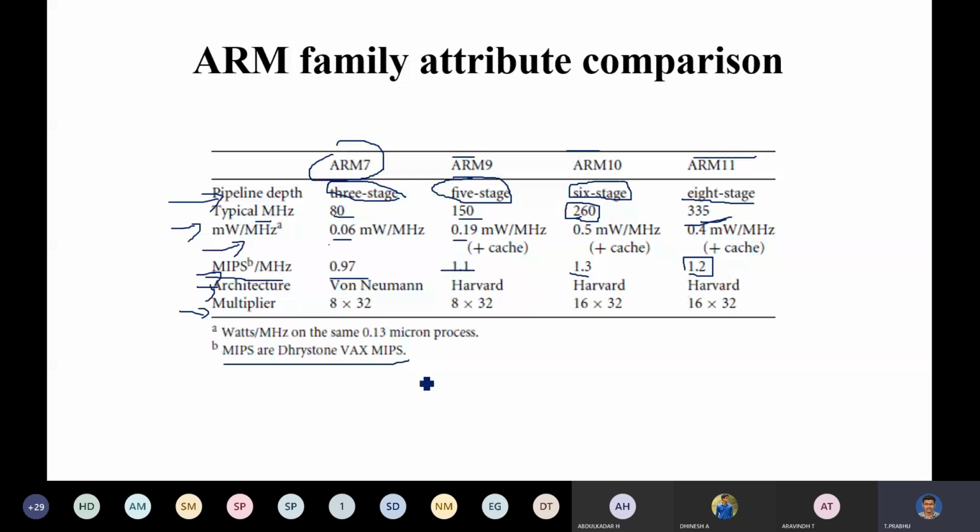Architecture, it is using a hardware architecture, so it uses one program memory and data memory. The multiplier which is used is 8 into 32. Here I'm using a 16 into 32 bit multiplier. Okay, so this is the ARM family contribution.